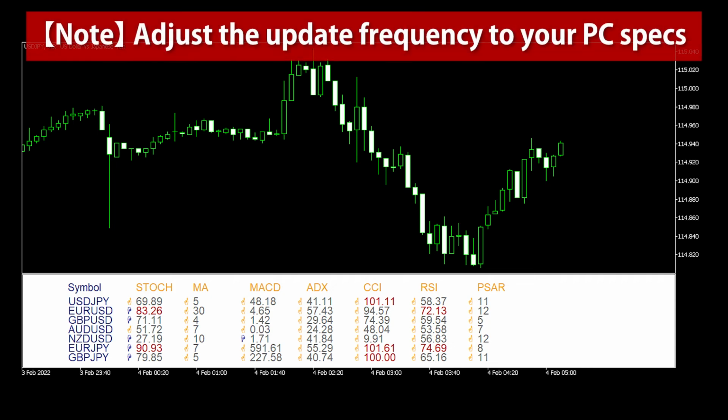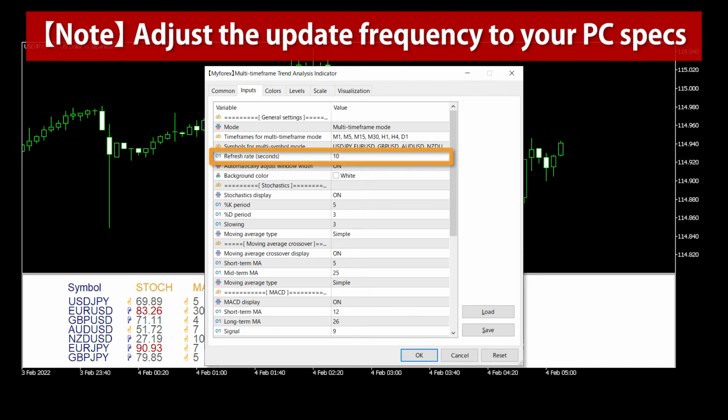One last thing, if you set the update frequency too short, the performance of MetaTrader may drop. Please check your PC specs and adjust the update frequency accordingly.